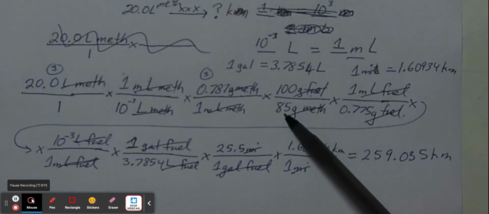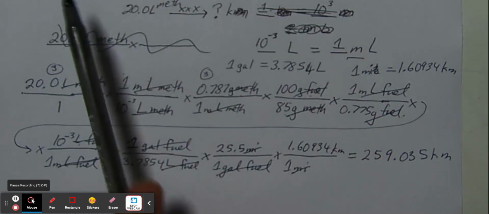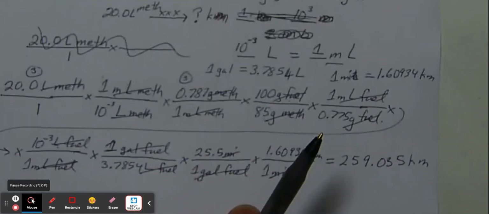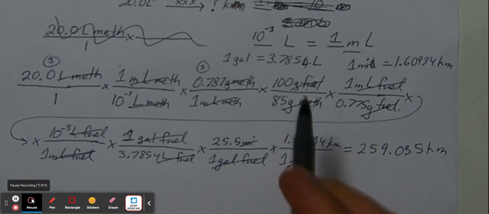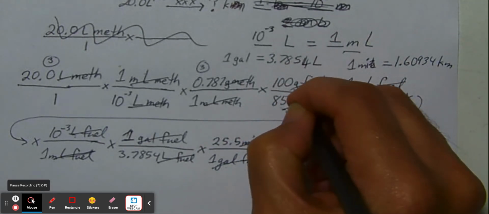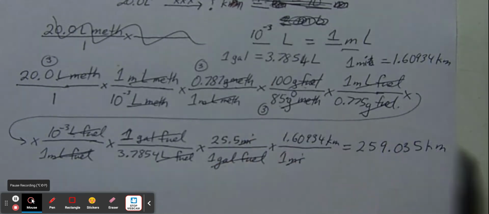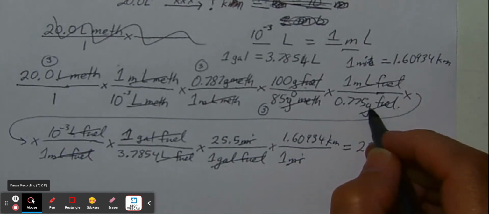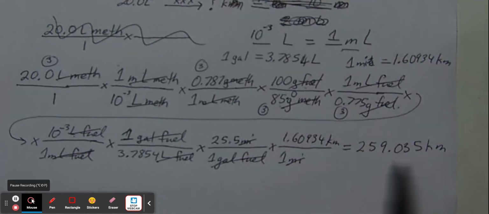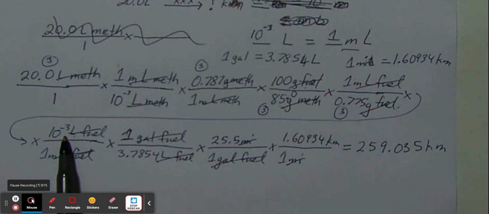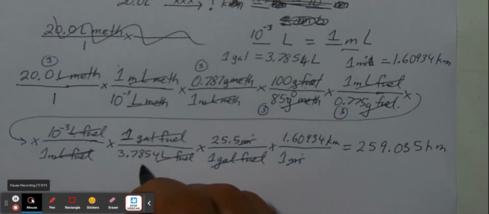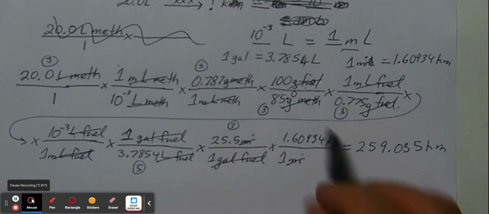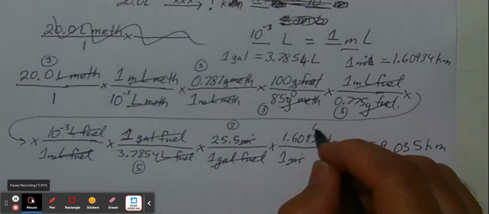Here we have 85.0. So if we go back to our originals, 85.0, I forgot the zero here. So that should be 85.0. And that again is 3 sig figs. Here we have 0.775. That's going to be 3 sig figs again. This is an exact relationship. This is 5 sig figs. Here again we have 3 sig figs. And here we have 6 sig figs.